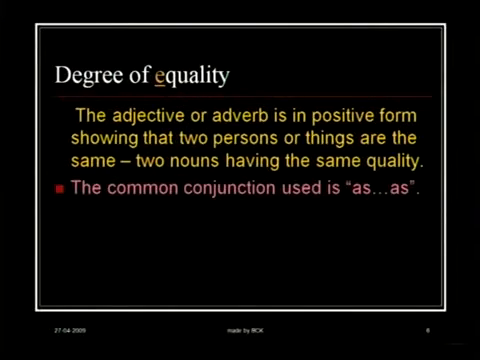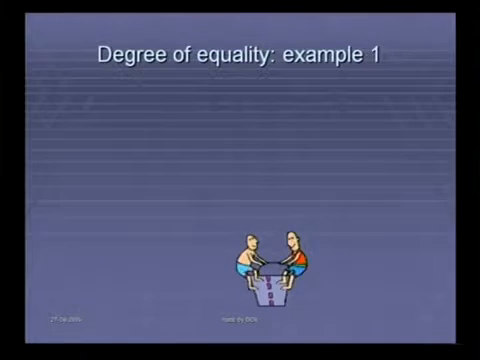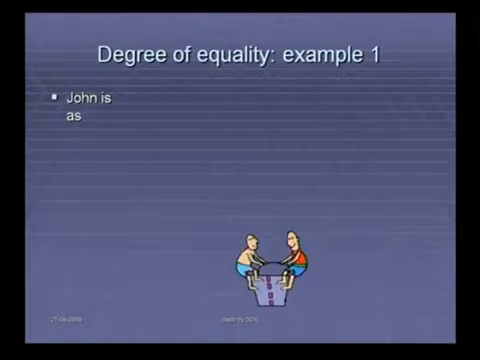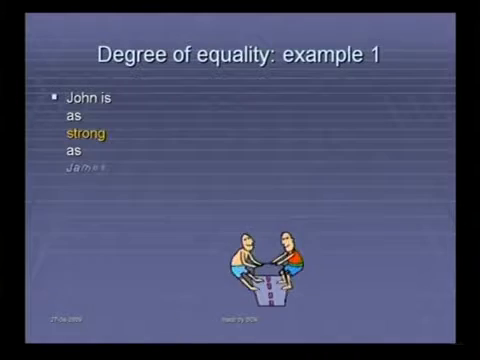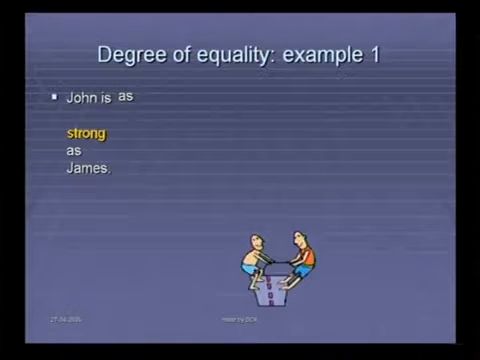Let us know what is degrees of equality. The adjective or adverb is in positive form, showing that two persons or things are the same, two nouns having the same quality. The common conjunction used is as. Let us see one example of degrees of equality. John is as strong as James. Friends, do you all get an idea about these degrees of equality?